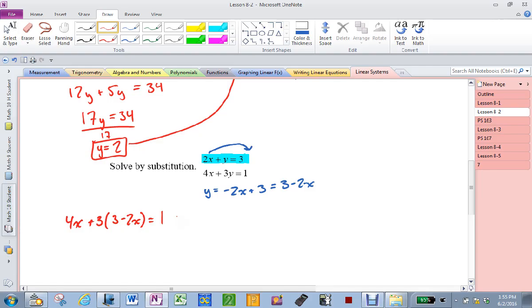An extra where? Because this x is right here. We haven't done anything to x. We only know what y is. So that x is still alone. Do you understand? Okay. So 4x plus what?